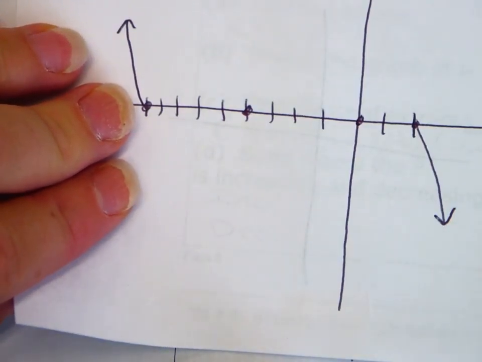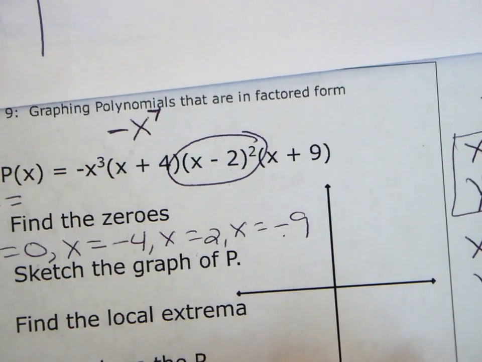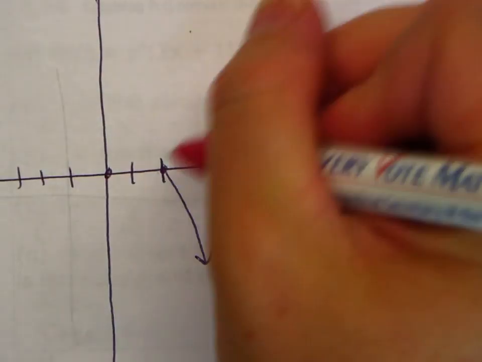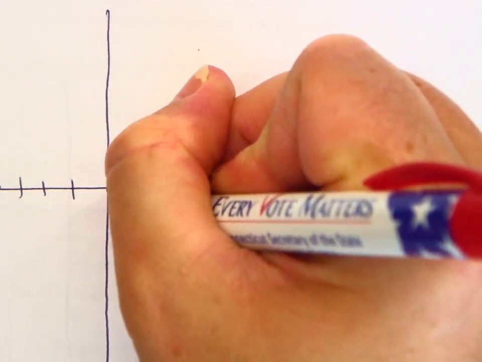Let's see. At 2, I have a multiplicity. What's happening at x equals 2? I have a little parabola. So it hit 2. So instead of coming up, it's going to come back down. All right?